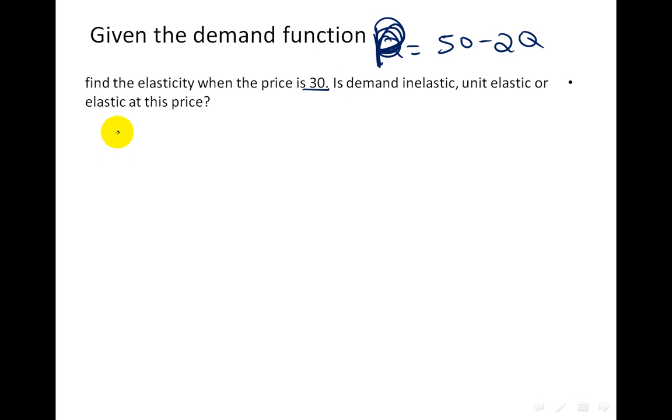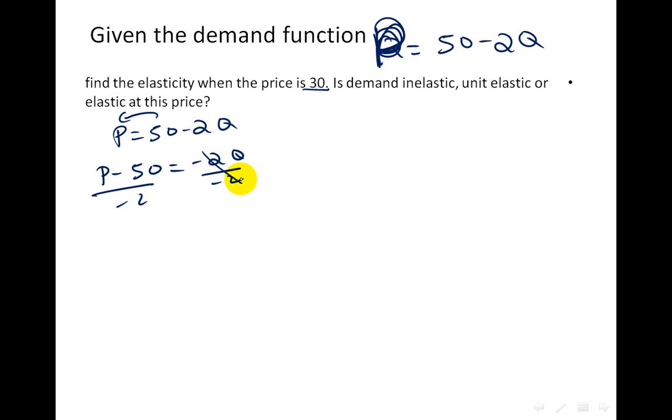So first thing, we got that P equal 50 minus 2Q, and you already have the value of the price. We need the value of the quantity, and at the same time we need to make Q the subject of this formula. So to isolate Q, I'll take the 50 to the other side. It's going to be minus 2Q, divide both sides by negative 2. So Q equal P minus 50 over negative 2.